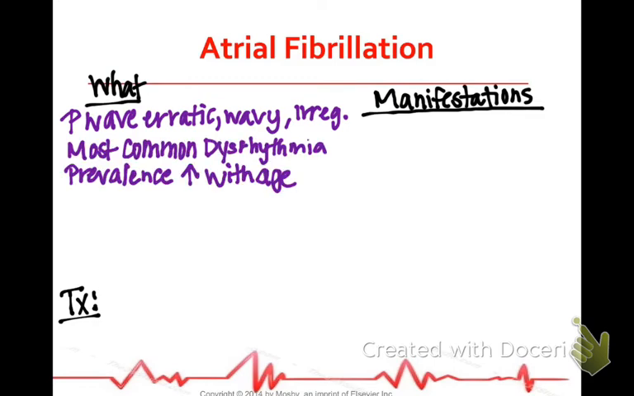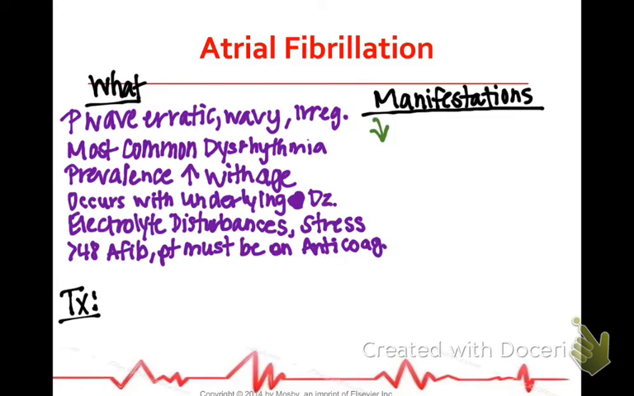It's the most common dysrhythmia, with prevalence increasing with age. So, the elderly, you see a lot of elderly with this. But I've seen young people with it too, but a lot of elderly. It occurs with underlying heart disease usually. Sometimes after a heart attack, they're more prone to this as well. Heart failure, they're more prone to this. And then electrolyte disturbances, stress.